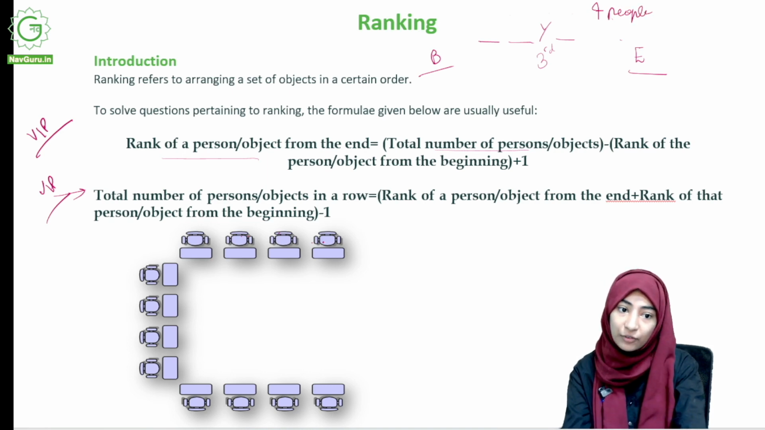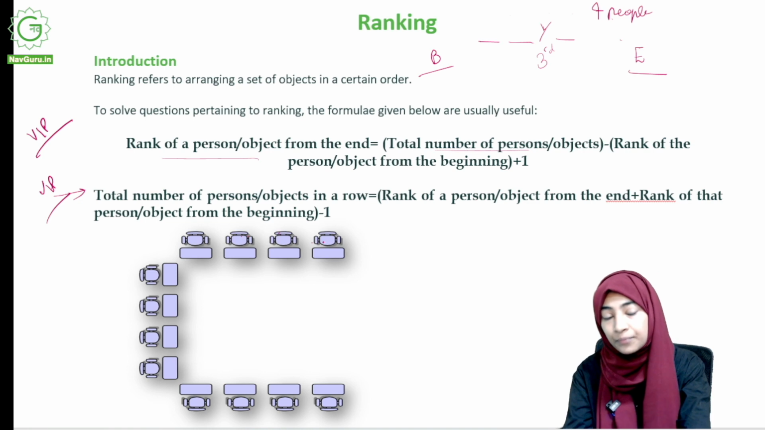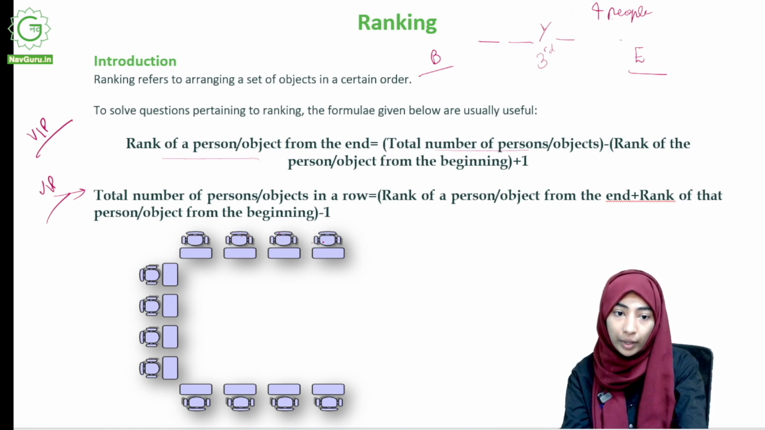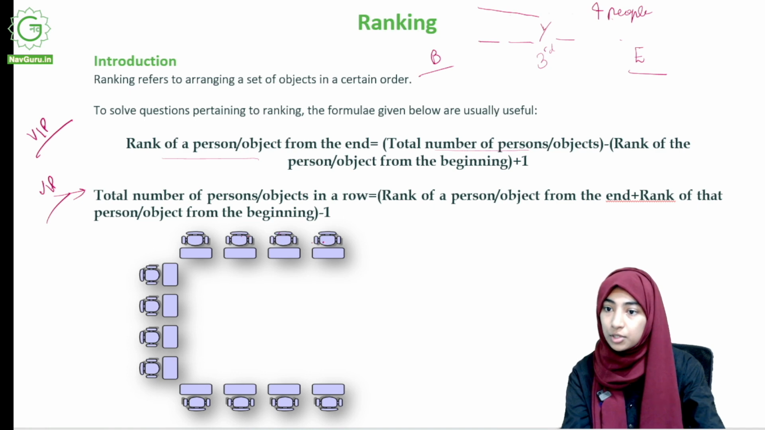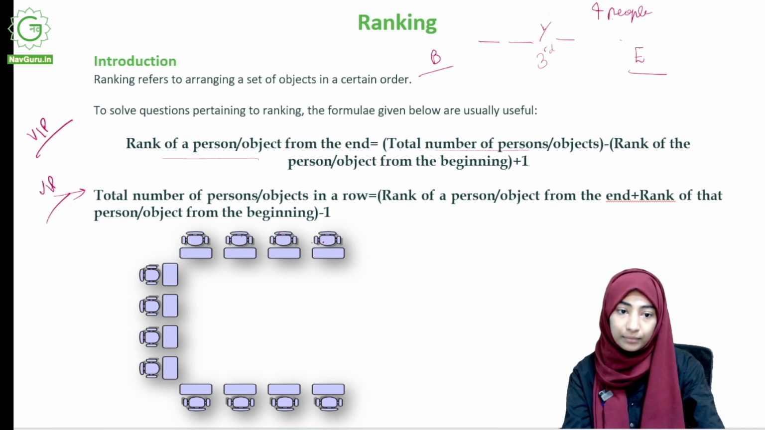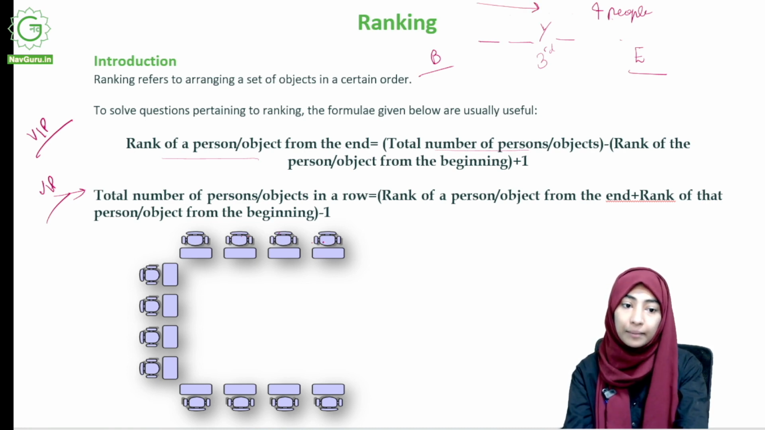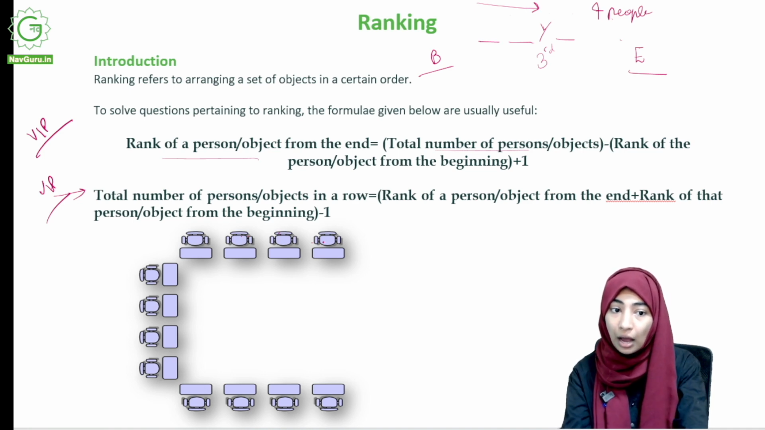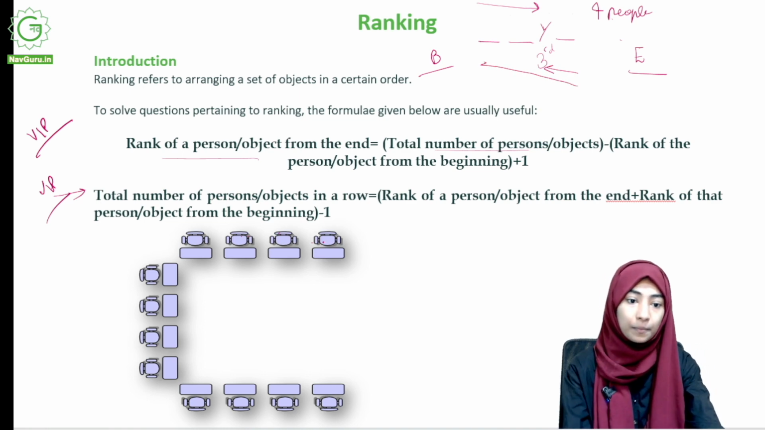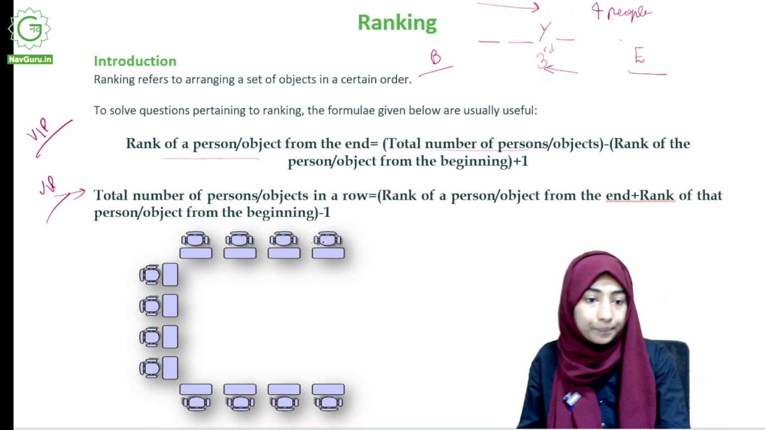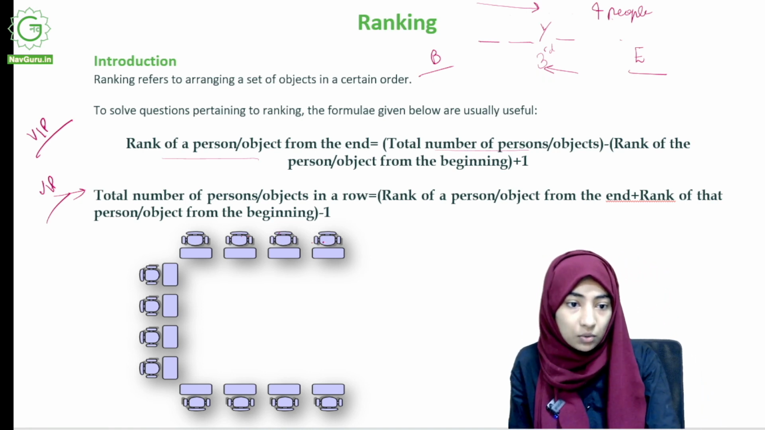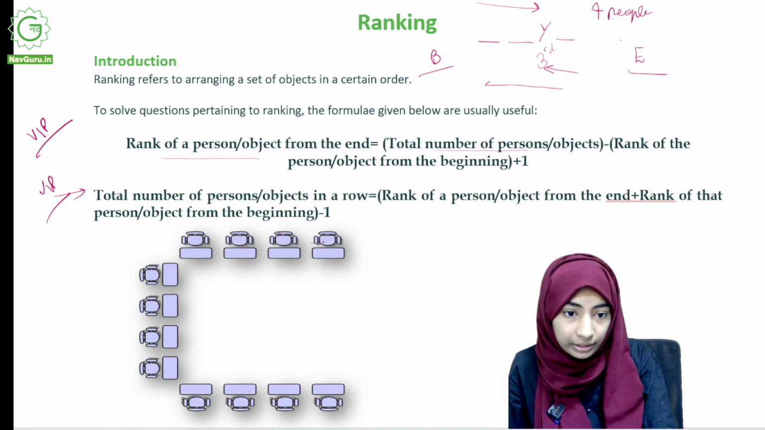So how do you find this? If you have the rank from the beginning, how do you find it from the end? Basically, from the beginning you go like this. Okay, I need to take drawing classes. Anyway, I need to find how it is from the end. So what we do is, we know the total, right? We take the total.